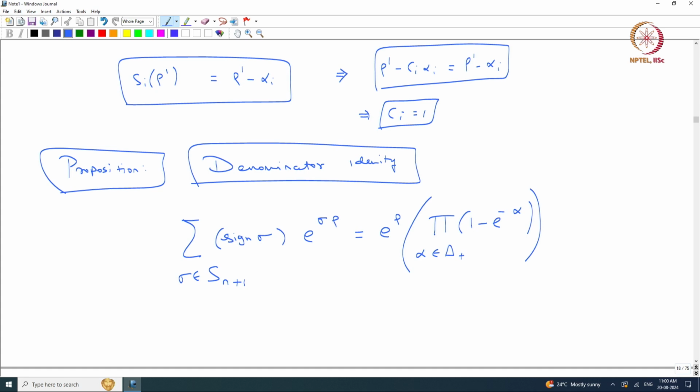Okay, I will stop here, and then we will continue in the next class with the proof of this denominator identity, and using this denominator identity we will be able to rewrite the character of the Verma module, and we will use that expression in order to get the Weyl character formula for finite dimensional irreducible representations. Okay, I will stop here. Thanks.